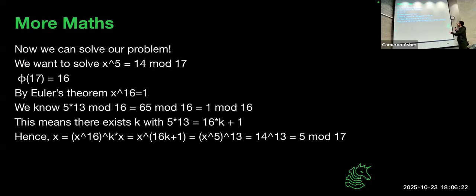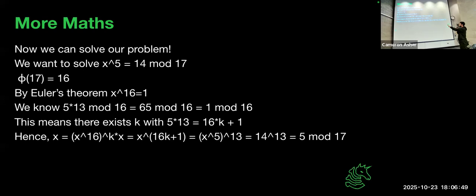I guess we'll go back to our original problem. We want to solve x to the 5 is 14 mod 17. Since 17 is prime, every number less than it won't share any factors with it. That means that phi(17) is 16, because the numbers will be 1, 2, 3 to 16. And so x to the 16 is 1.